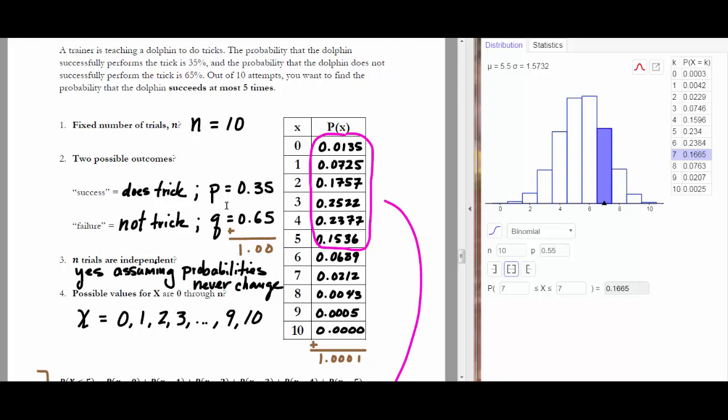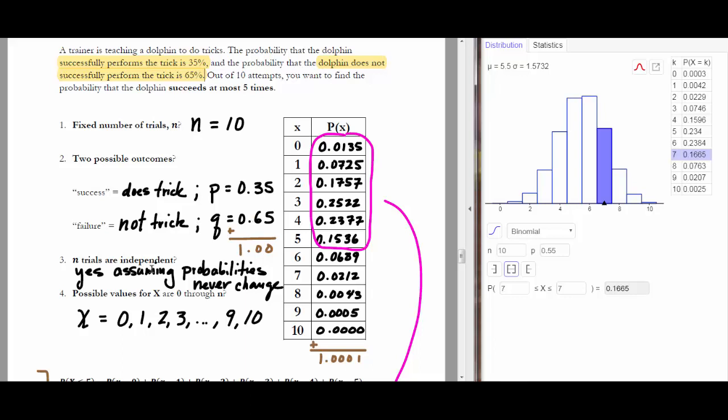Associated with those probabilities, the probability that the trick is done correctly is stated up here. It says here, probability to perform successfully, 35%. Converting that into a decimal, 0.35. The probability that the dolphin does not successfully perform the trick is 0.65 or 65%. There, stated. In a lot of cases they don't give you the complement. If that's the case, then you just naturally subtract that from 1 to figure out what Q is.